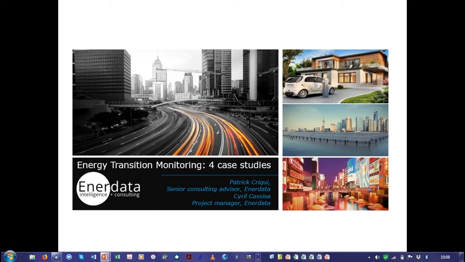So we will introduce some case studies we have been developing with a tool and new process we developed during the last months, which is called EnerTraM, standing for Energy Transition Monitoring. I will give the word to Patrick Criqui. Patrick is a senior consulting advisor to EnerData, but more than this, has been for many years a senior expert of energy policies and energy transition, both in France, in Europe and in many other countries. So thank you, Patrick, for being with us today and for presenting these case studies.